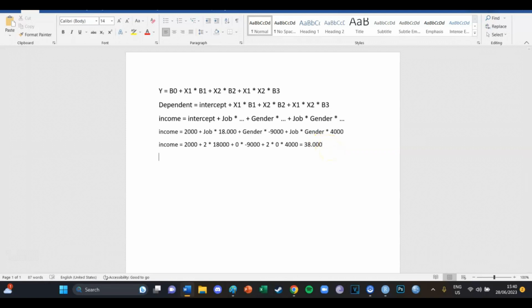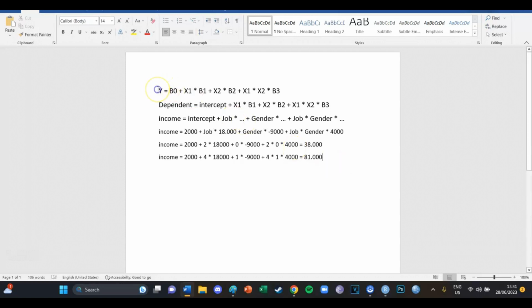If we are going to take a look at the man who's in job tier 4, then income equals 2,000 plus job tier 4 times 18,000 plus gender 1 times minus 9,000 plus job tier 4 times gender 1 times 4,000 equals, and for this I do need my calculator, 81,000 euros. So this is how you can use the formula of a moderation regression.